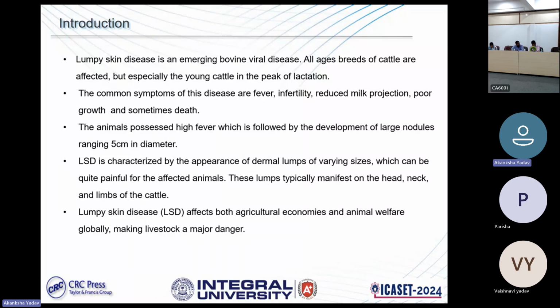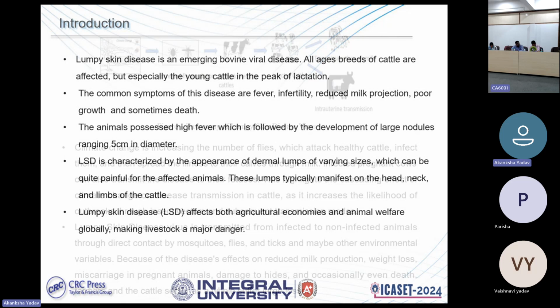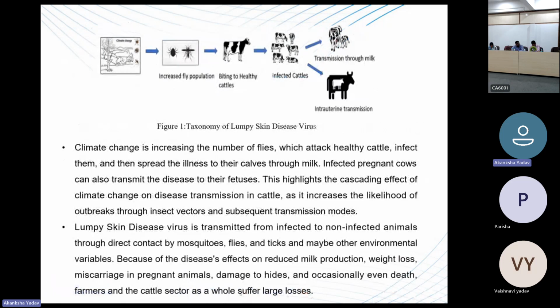Lumpy skin disease affects agriculture, the economy, and animals globally, making it a major danger to livestock. This is the taxonomy of lumpy skin disease virus. Basically, this figure shows that climate change increases the fly population, which infects healthy cattle and then spreads the illness to their calves through milk. Infected pregnant cows can also transmit the disease to their fetuses.